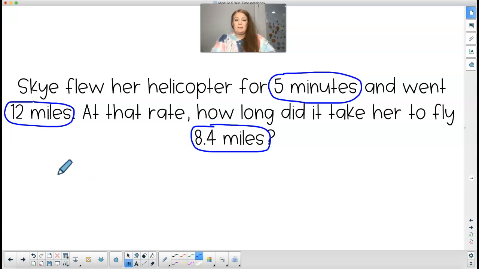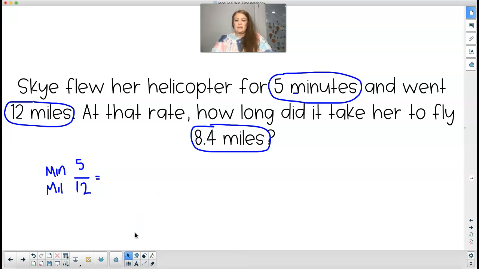So my labels are looking like M's and M's. So I probably don't want to just stick with an M. So I'm going to say minutes and miles. So however we're starting our problem, we do it the same way. So how many minutes was 5? The miles was 12. So in 5 minutes, they went 12 miles. Now I want to know how long it took to fly 8.4.